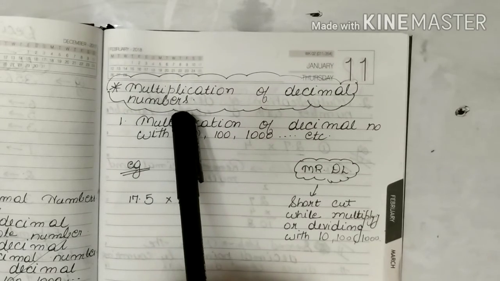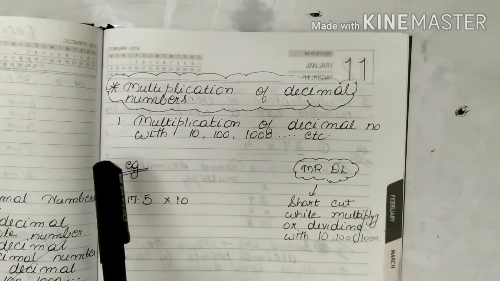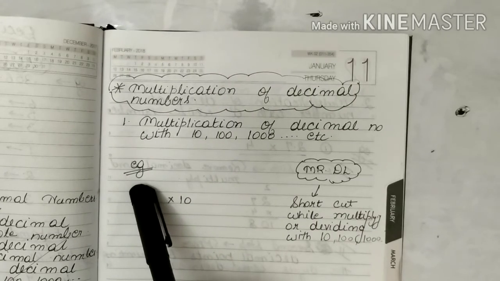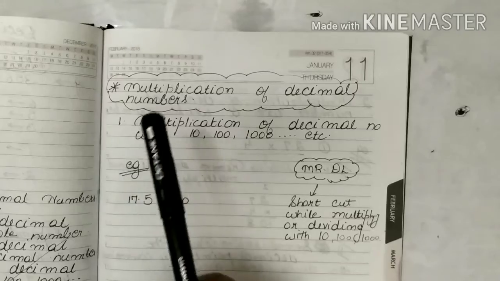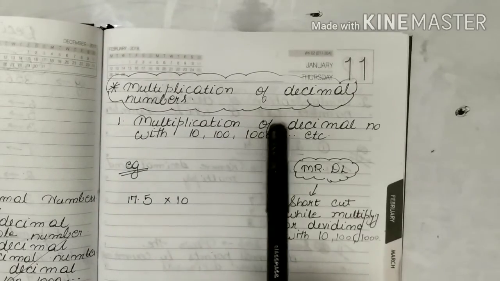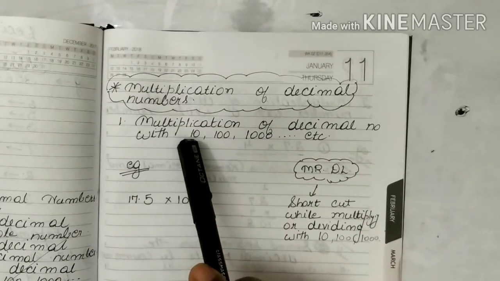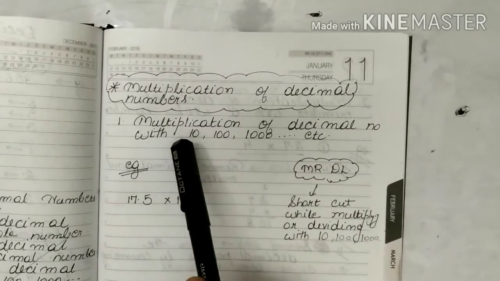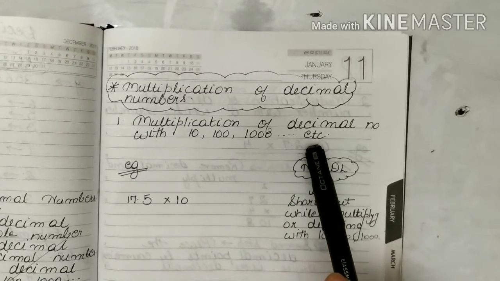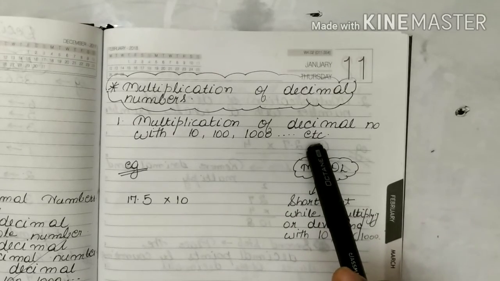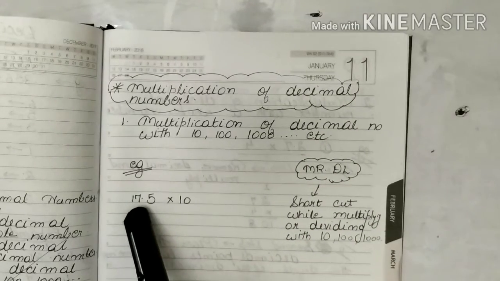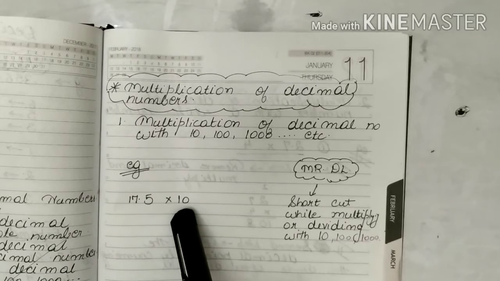So basically, there are four types or four situations, okay? And I'll tell you with examples how to solve them. So the first situation is multiplication of decimal numbers with 10, 100, 1000, 10,000, etc. This is a very simple kind of solution, okay? To deal with such a situation, let's see an example. For example, we have to multiply 17.5 into 10.